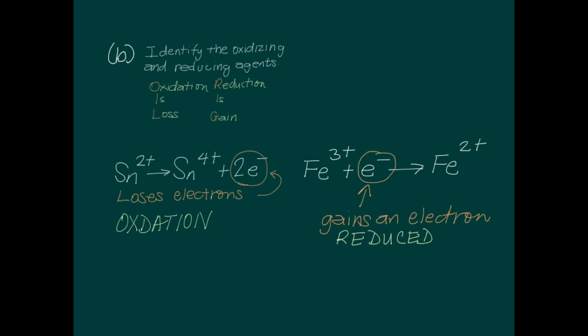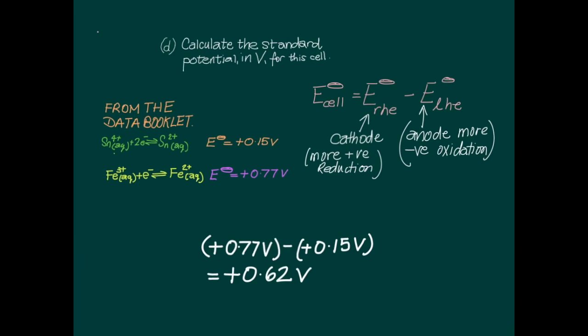Tin 2 is oxidized by the loss of 2 electrons to tin 4. Oxidation is loss. And iron 3, by gaining an electron, becomes iron 2, and in so doing is reduced. With this information, we can now calculate the standard potential in volts for this cell.